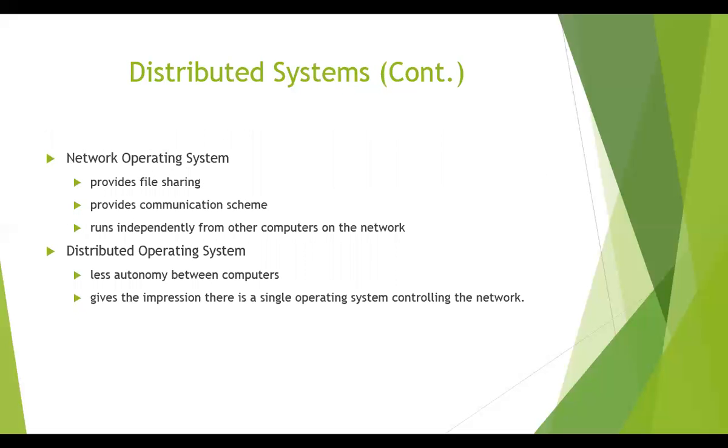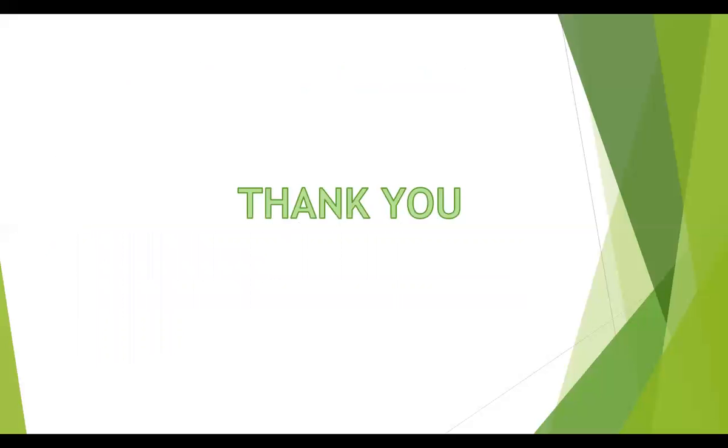Next, continuing with the distributed system: the network operating system and the distributed operating system. In a network operating system, we use file sharing and a communication scheme, and each computer runs independently from other computers on the network. A distributed operating system has less autonomy between the computers and gives the impression that there is a single operating system controlling the network. Thank you.